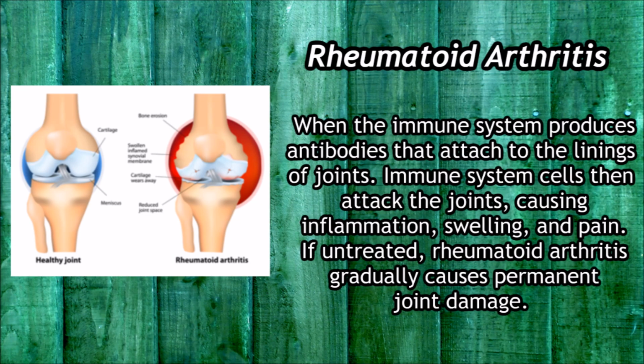Rheumatoid arthritis, when the immune system produces antibodies that attach to the lining of joints. Immune system cells then attack the joints, causing inflammation, swelling, and pain. If untreated, rheumatoid arthritis gradually causes permanent joint damage.